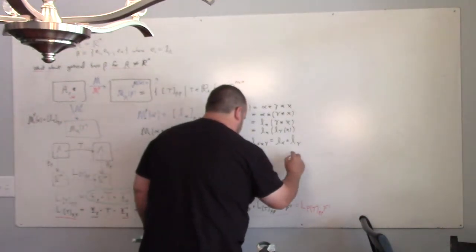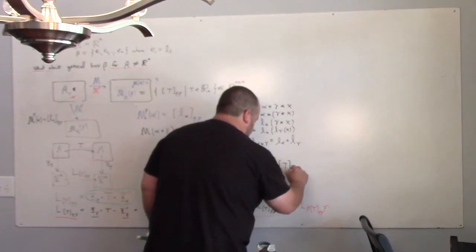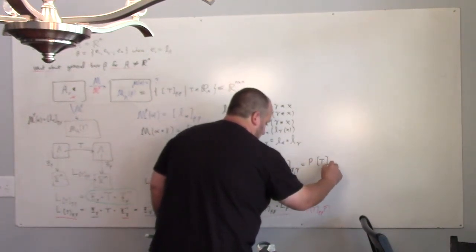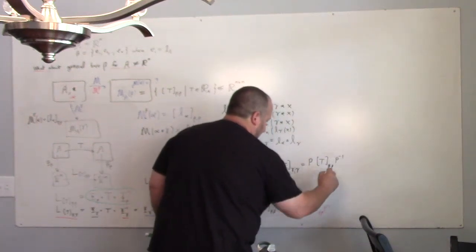Therefore, here you go. This is the mystery to solve. The matrix of T with respect to the gamma basis is equal to P times the matrix of T with respect to the beta basis, times P inverse.